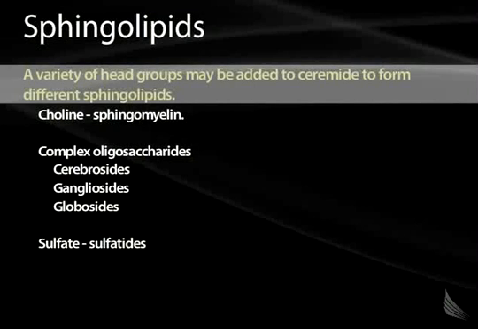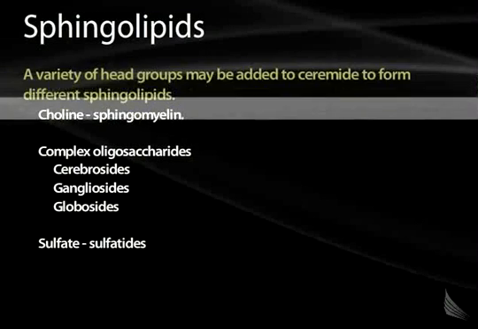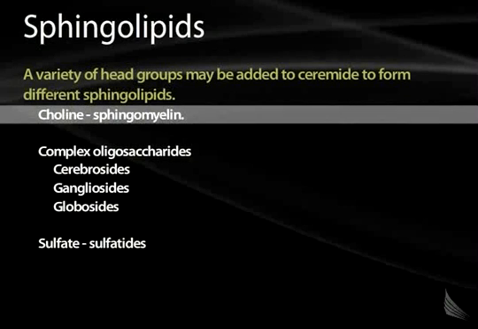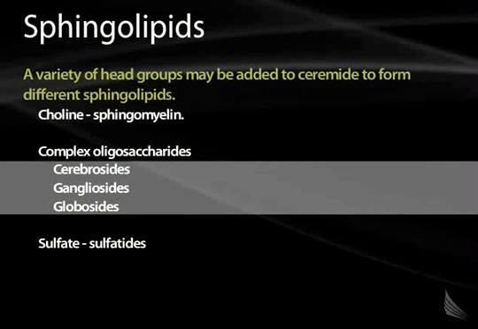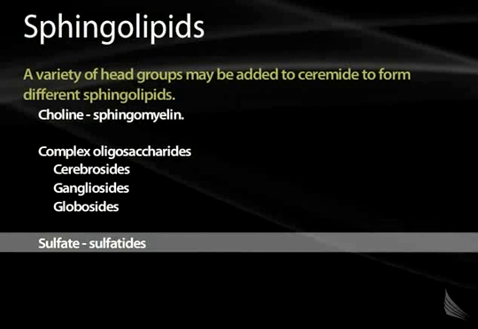And again, there's a variety of head groups that can be added to ceramide to form different sphingolipids. If you add a molecule of choline, we call that sphingomyelin. If you add complex oligosaccharides, you get things like cerebrosides and gangliosides and globosides. These are different types of sphingolipids. If you add a sulfate to it, you get sulfatides.